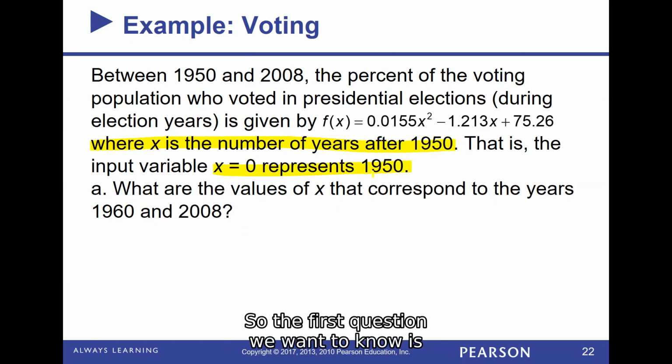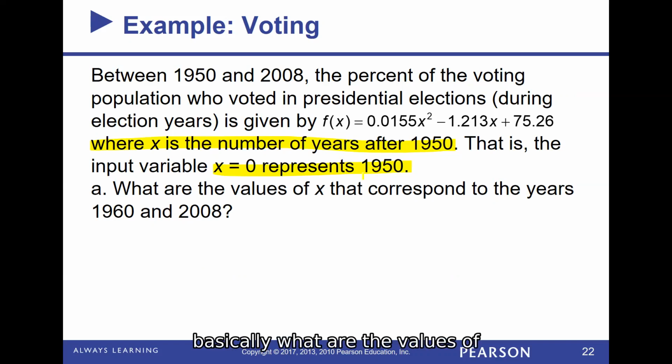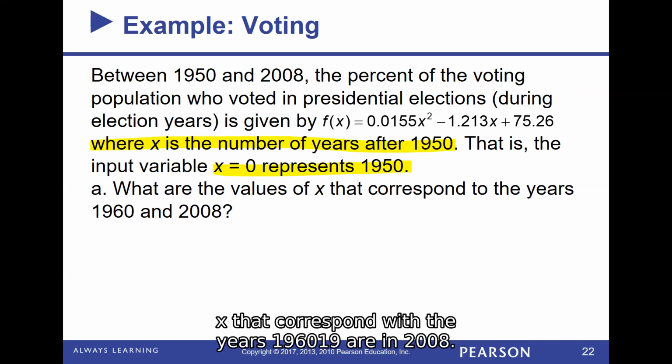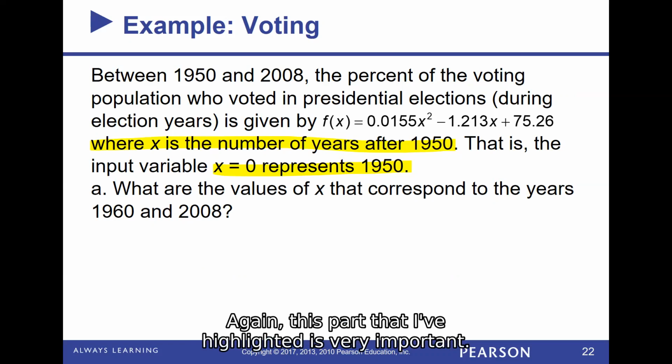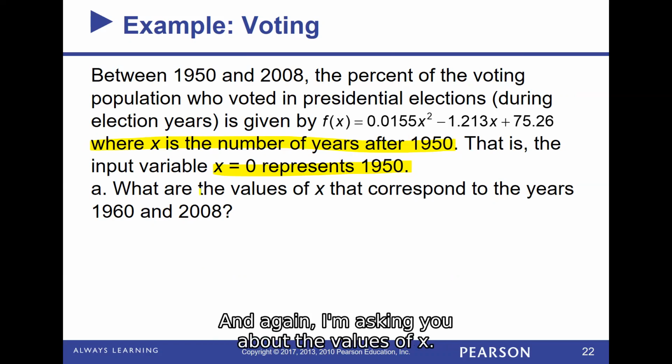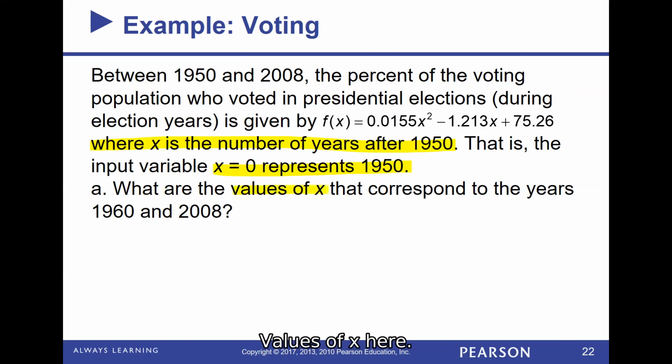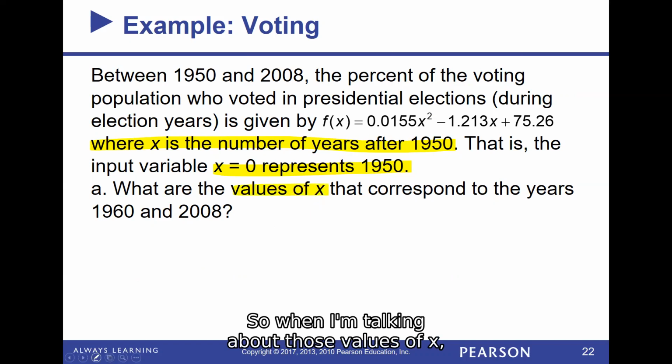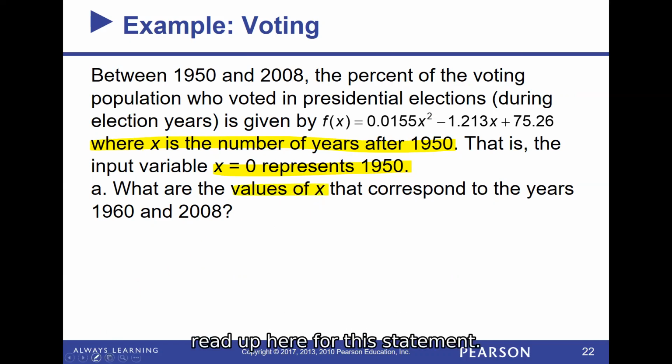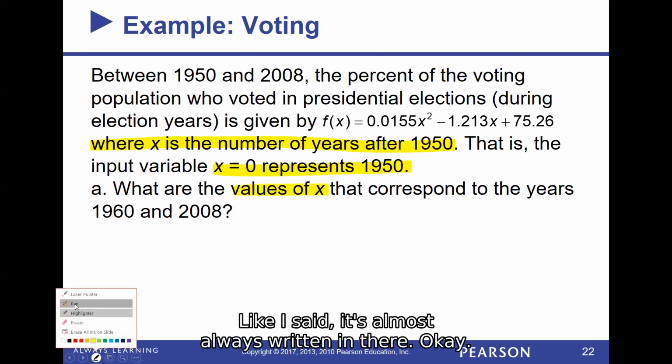The first question is: what are the values of x that correspond with the years 1960 and 2008? Again, this part that I've highlighted is very important. I'm asking about the values of x, so you've got to go back up and read this statement. Like I said, it's almost always written in there.